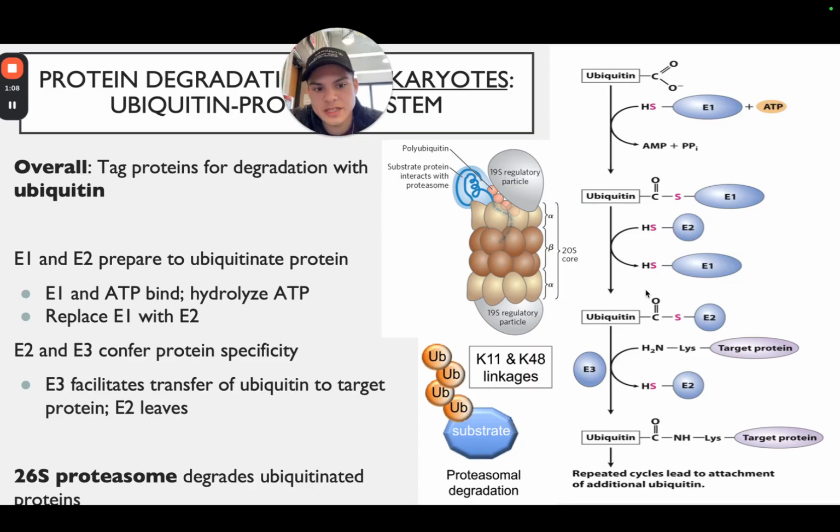E1 and E2 basically prepare a ubiquitinated protein, or enzyme, sorry. So right here we have our enzyme with the ubiquitin attached to it, and then from there we're going to transfer the ubiquitin onto our target protein, which is shown here. And then E2 and E3 confer protein specificity. These are very general enzyme names, just to say that the first thing we have to do is prep it. The second thing is we have to find our target. That's all that's saying. And then we have the 26S proteasome, which degrades ubiquitinated proteins, and that's what this thing is right here, I'm pretty sure, if I'm not mistaken. But a proteasome is going to recognize the ubiquitin signaling and then degrade the protein from there.